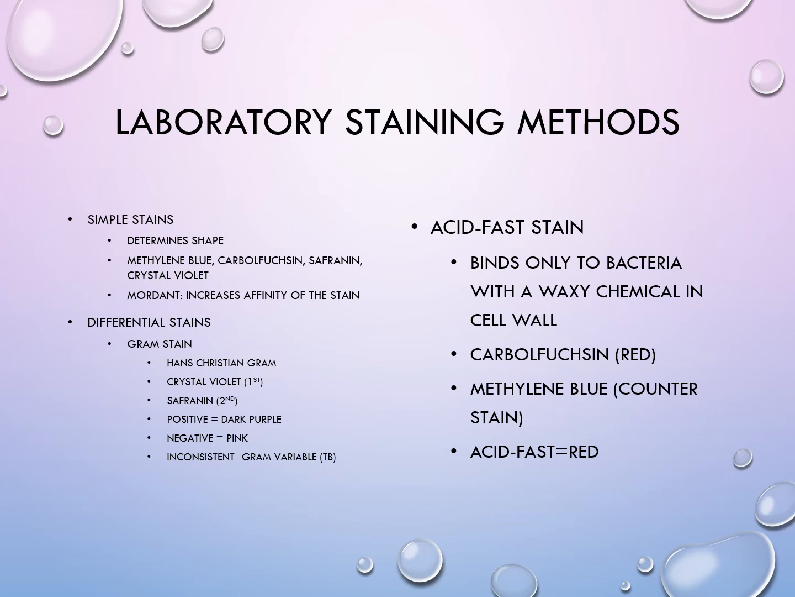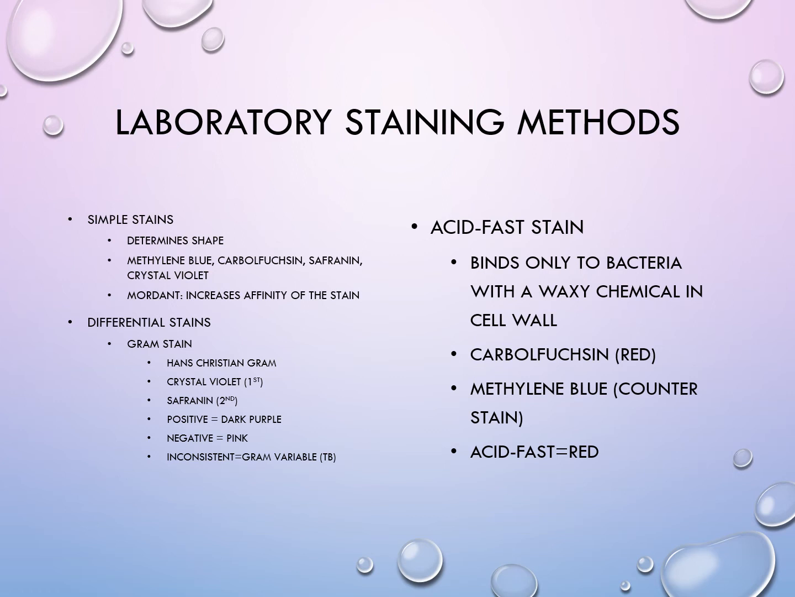And so then we have differential stains. And differential stains are Gram stains. Hans Christian Gram was the one to develop the Gram stain method in 1884. And with the Gram stain, a dye called crystal violet is used first, and then safranin is used. The crystal violet is a really dark purpley blue, and the safranin is more of a reddish pink.